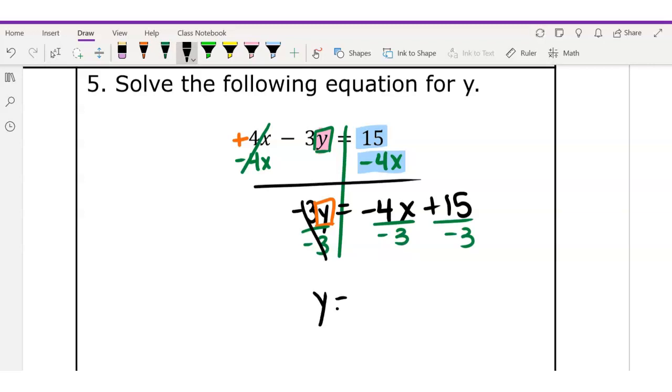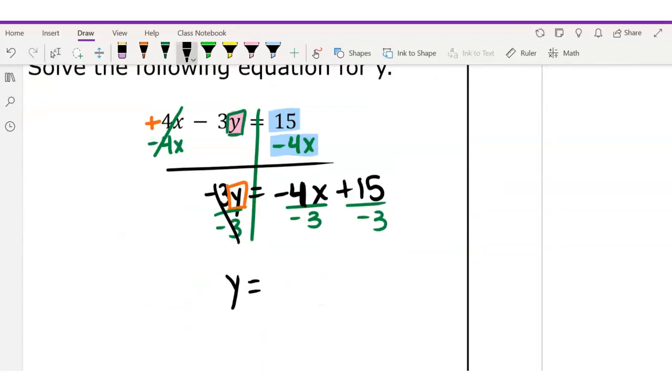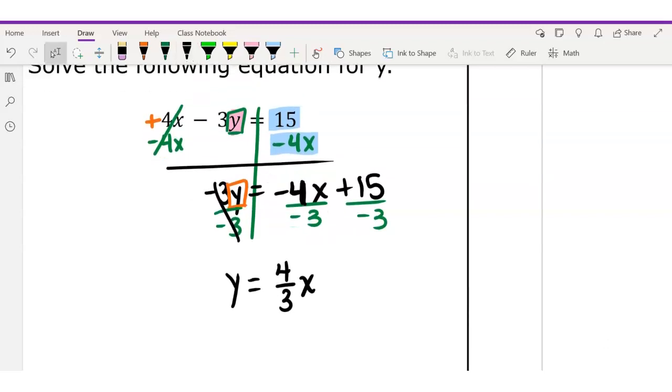And we end up with y is equal to, 3 does not go into 4 evenly, but we know that we've got a negative and a negative, and when you divide them, you get a positive, so this turns into a positive 4 over 3x. And then 15 divided by negative 3 is negative 5.